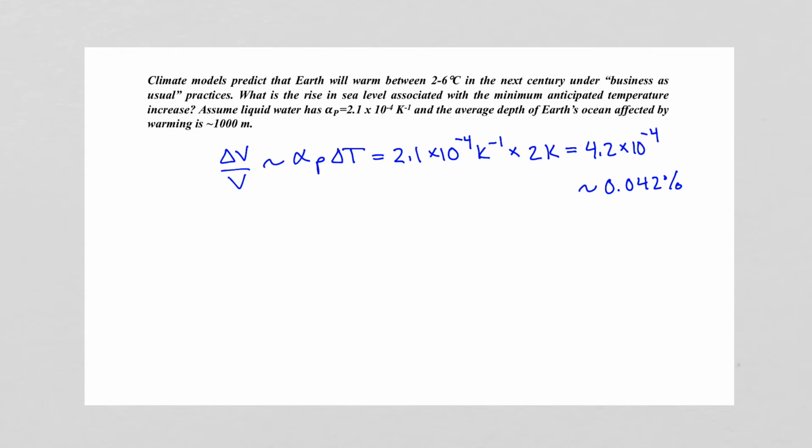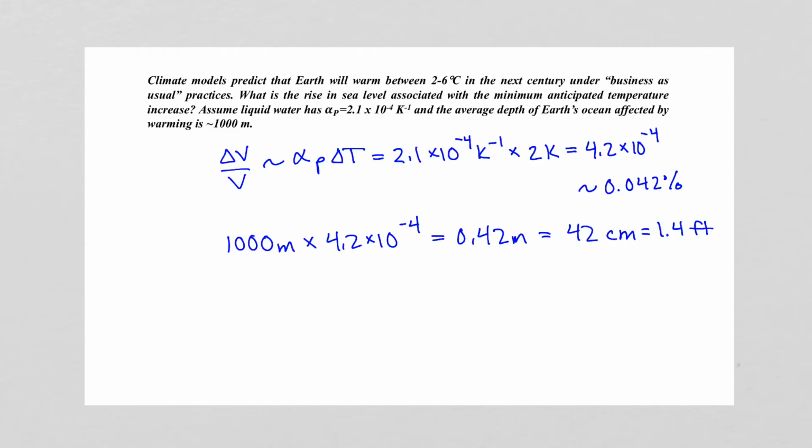So here we will have 1,000 meters times 4.2 times 10 to the minus 4. Okay, that comes out to be 0.42 meters, also known as 42 centimeters, also known as about 1.4 feet, if you like your American units.